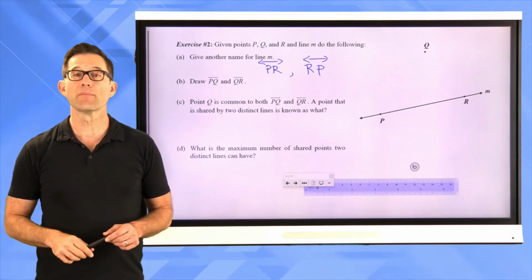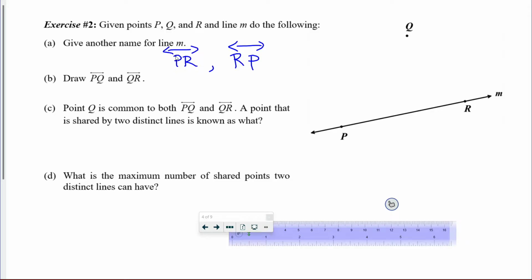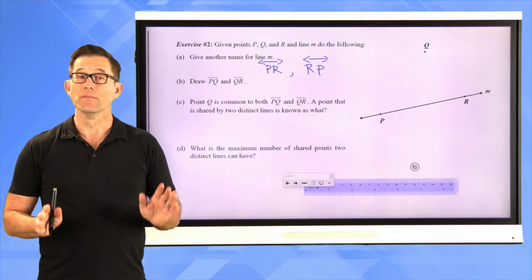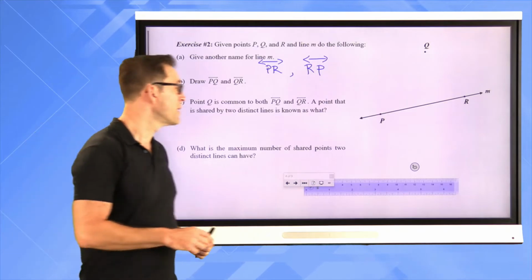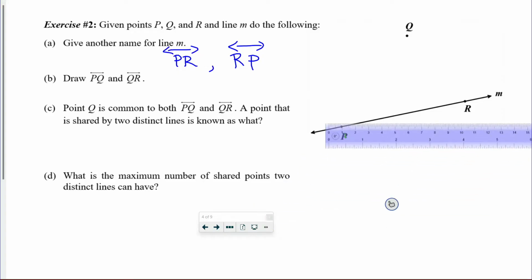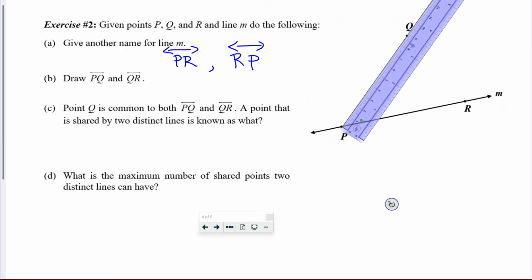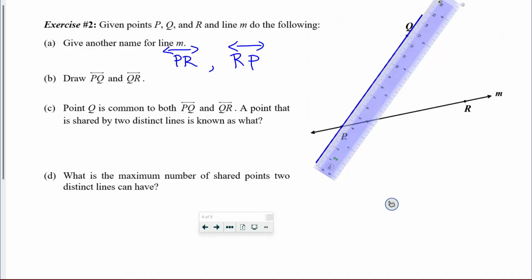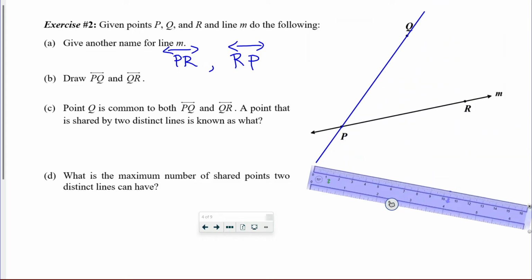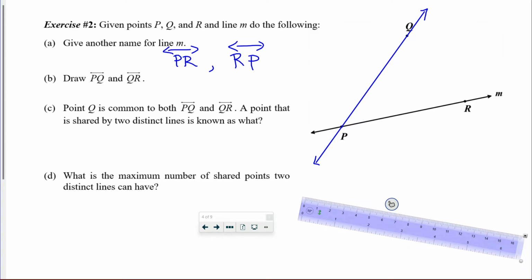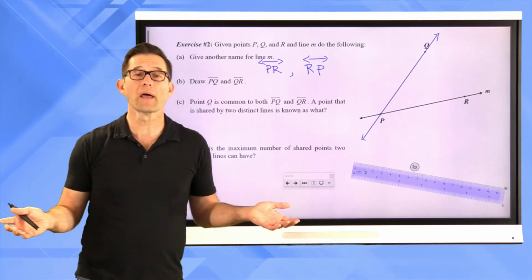All right, let's take a look at letter B. Draw line PQ and line QR. Remember, when we're asked to draw lines, make sure you're drawing lines. That includes things like arrows at the end. So if I'm gonna draw line PQ, again, probably a little bit easier for you because you have a real ruler as opposed to a digital one, right? I'm going to draw the line all the way through the two points, and then I'm going to put arrows on the two ends. All right, that's simple.